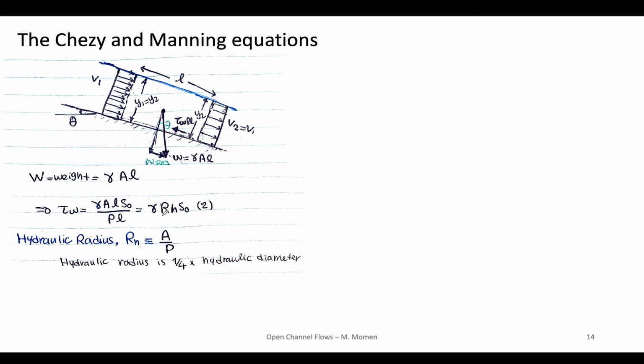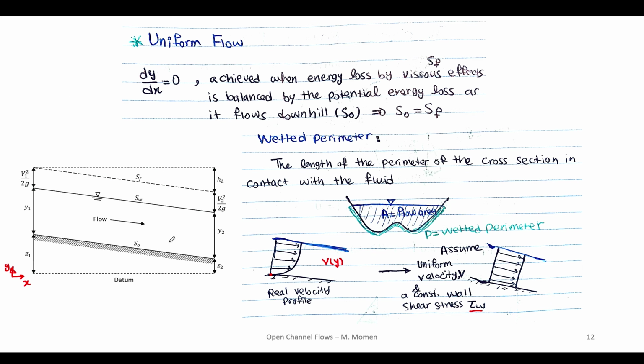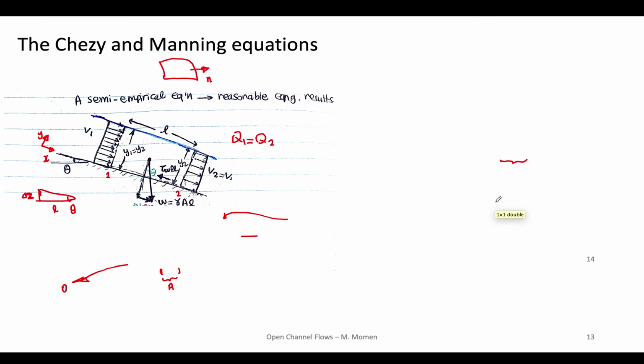So R H is defined as the hydraulic radius and is the ratio between the cross-sectional area and the wetted perimeter. Okay, so here, if I show you, R H in this case is going to be this area of the flow over the wetted perimeter. So for this type of flow, as you can see, this is the hydraulic radius. This is the definition of hydraulic radius that we use.